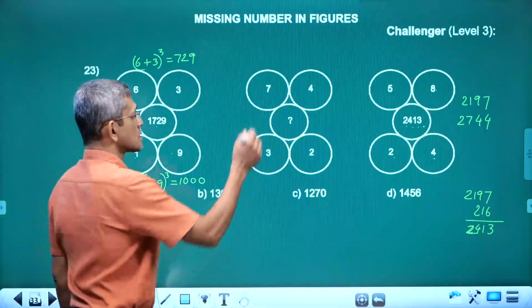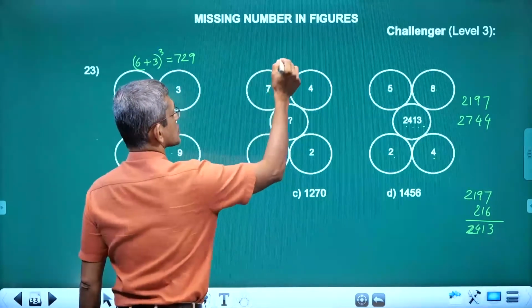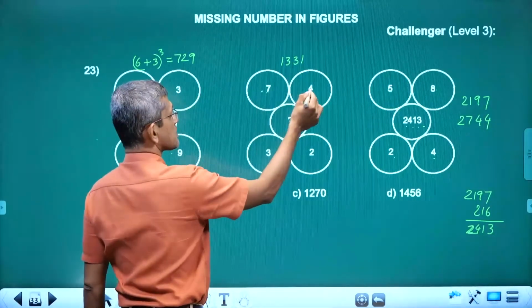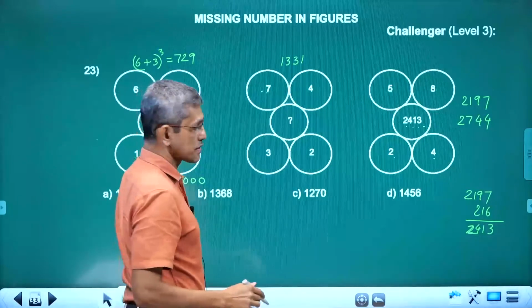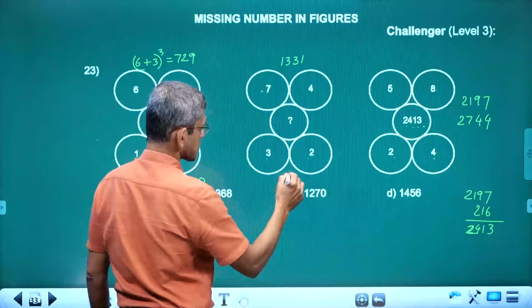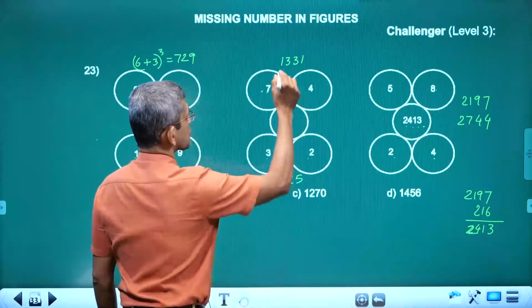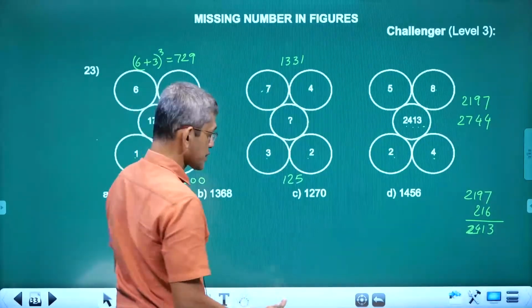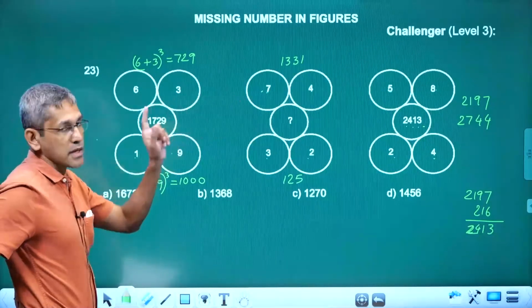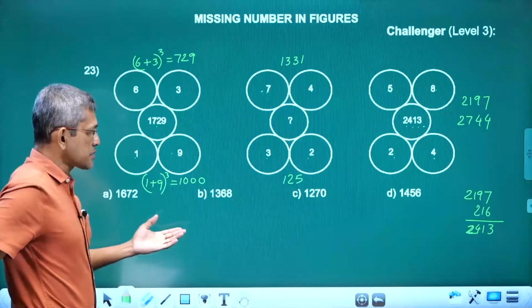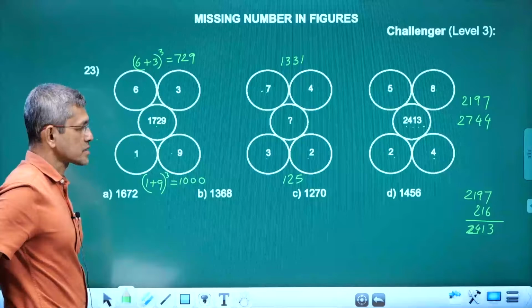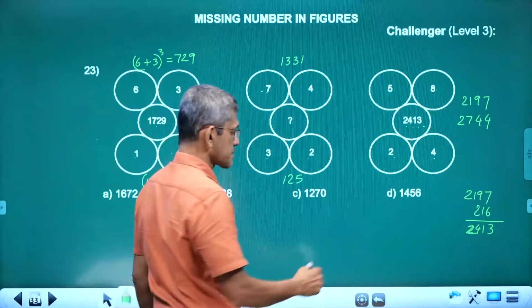What is the pattern? 7 plus 4, 11. So 11 cube is 1331. Now 3 plus 2 is 5. So 5 cube is 125. So 1331 plus 125. So among the answer choices, which could be the answer? It might be 1456, right? So 1456 must be the answer.